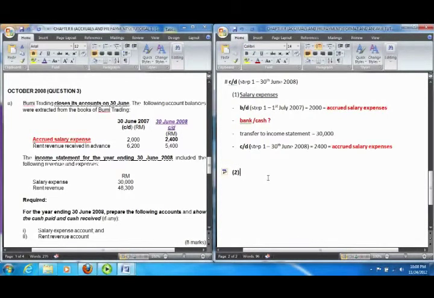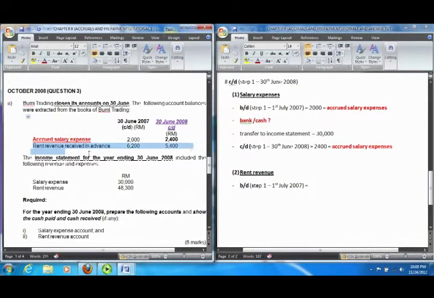So step 2, number 2 is your revenue. Class, this is for revenue account. Alright, it's the same class. You need what? You need your BD. Alright, based on the question, BD is same date, correct? Based on your step 1, BD is 1st July. Alright, but just now you see salary expenses. Now you have to see your rent revenue.